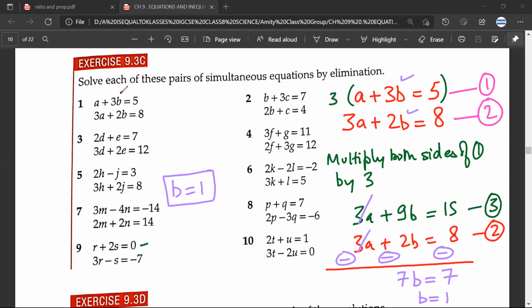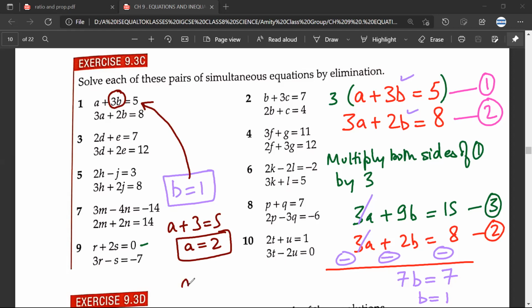Sir, if you put it here it will be easy. Why will it be easy? Look, if I put the value of B here, how and why does it become easier? Have a look. A plus 3 is equal to 5. A is equal to 2. Any doubt? No, sir. Mr. Araman, any doubt? No, sir.